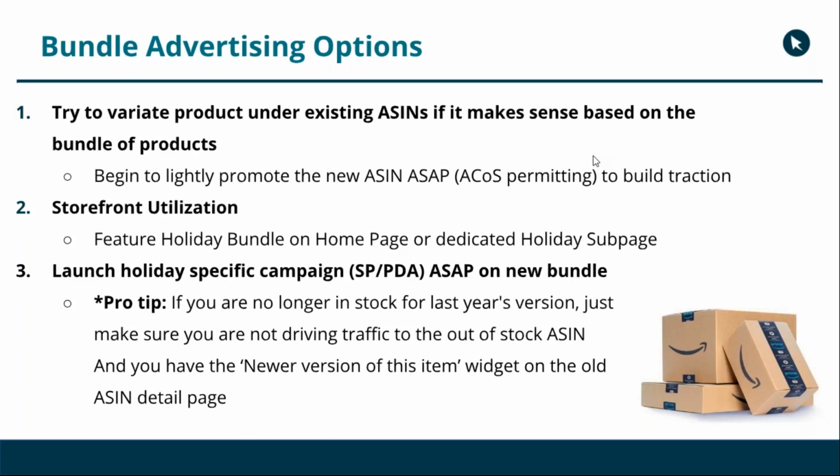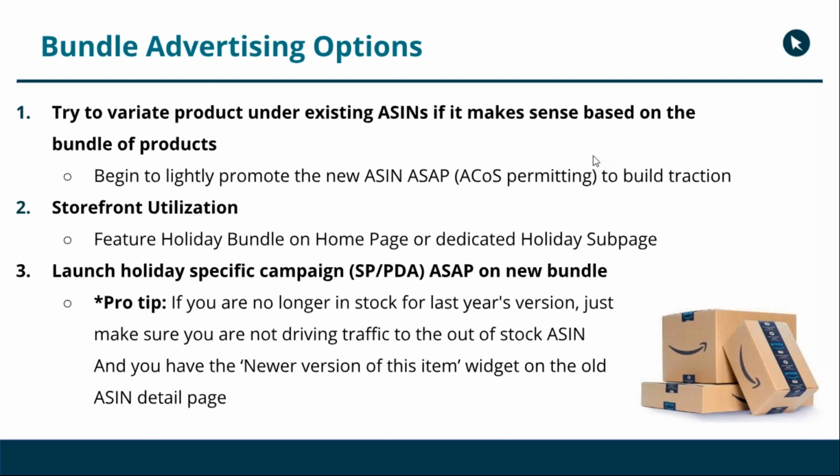The first one here, you see try to vary a product. So that's really the operative word. You won't always be able to vary a product under existing ASINs. It does need to make sense based on what the bundle is and the ASINs that you're bundling this under. So something that might be more simple is if you have a singular ASIN and you want to make a 2 or 3 pack of it, it'd be much easier to bundle than if you were pulling together multiple products. It's something that you should certainly try.